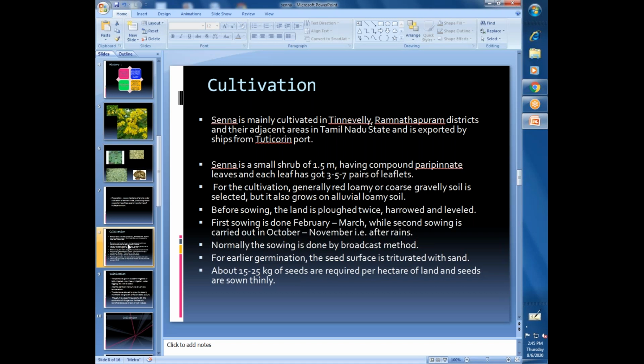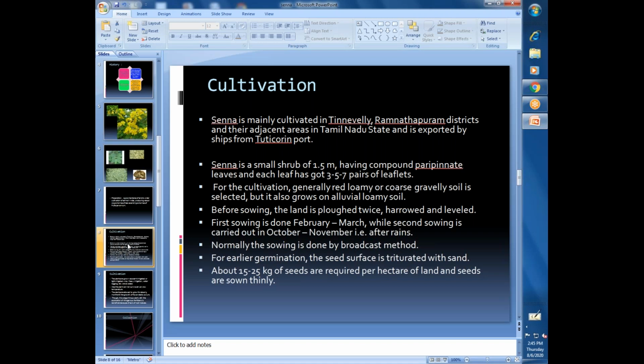Before sowing, the land is plowed twice, harrowed and leveled. So you have to plow the soil twice. If you plow it once, the underground soil will come up, and when you plow again after a gap of 2 to 3 days, the upper layer will again go to the lower layer. Then it is leveled.